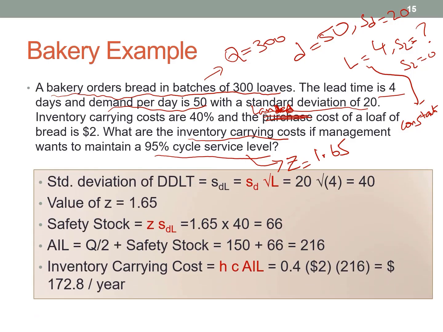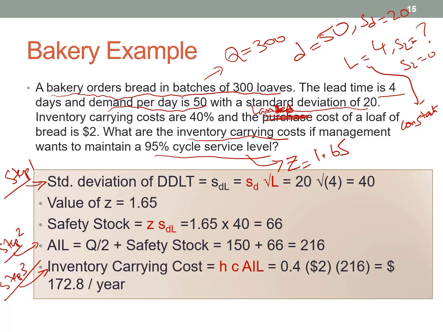So we're going to do this in 3 steps. Step 1, we're going to calculate the standard deviation of demand during lead time. Step 2, we're going to calculate the average inventory level. And step 3, we're going to calculate the inventory carrying cost. So to do step 1, we first need to know which of the 3 situations we have.